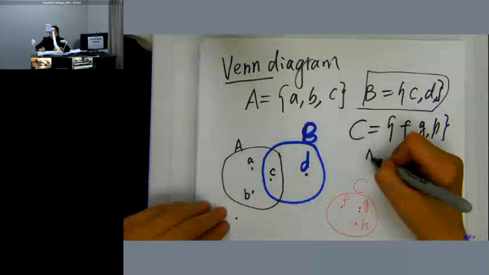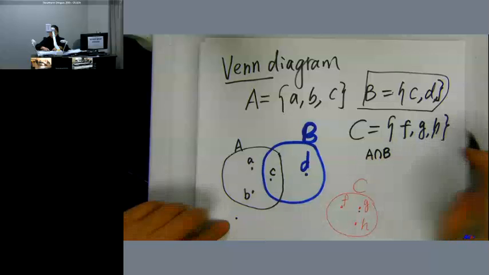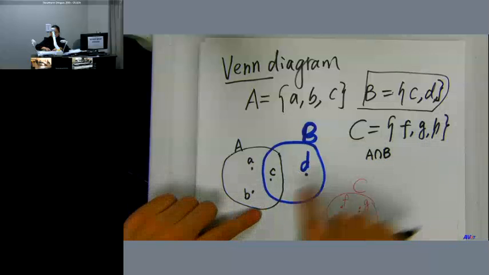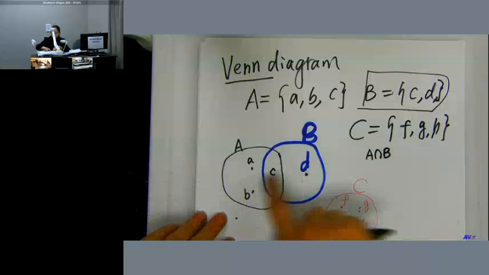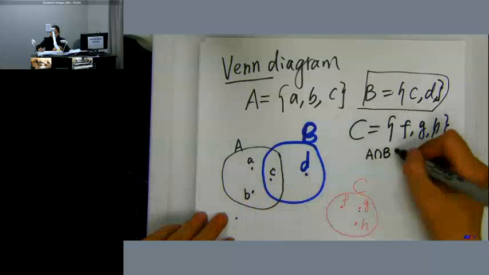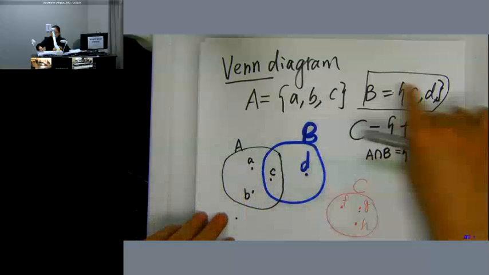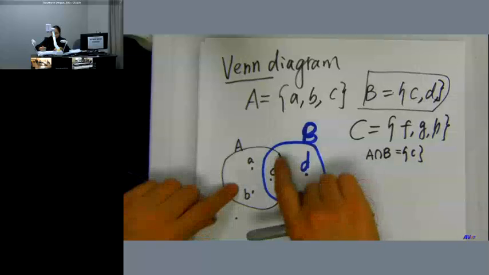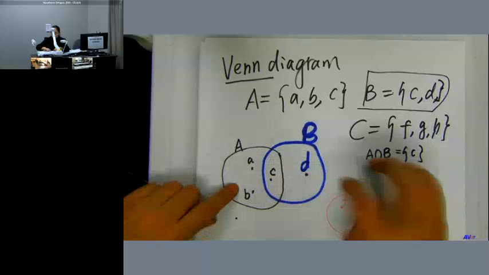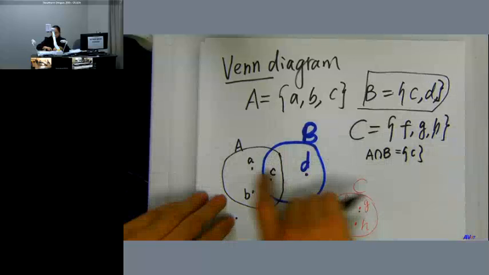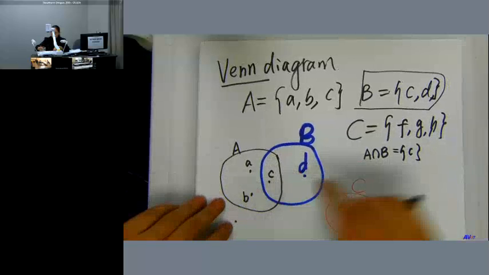By looking at the graph, A intersection with B, which means the overlapping part. So what is in the overlapping of A and B? C, right? C is the only one. So instead of looking at the original sets, I'm looking at the picture. Okay, that's the intersection. Whatever belongs to in two circles.